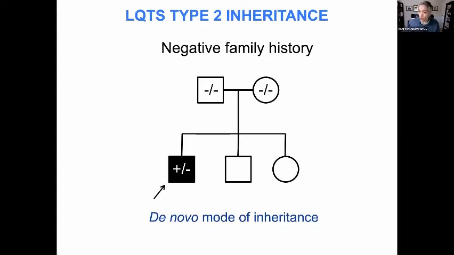This is called de novo inheritance. Oftentimes, we see this in kids who present very early with disease because they're the first ones to get it, right? If it was being passed from generation to generation to generation, it would have been caught a lot sooner.